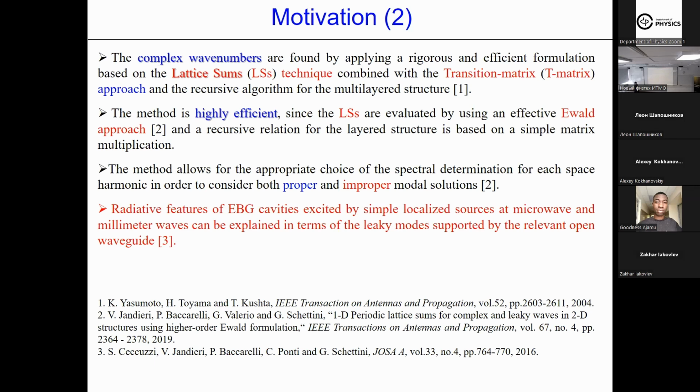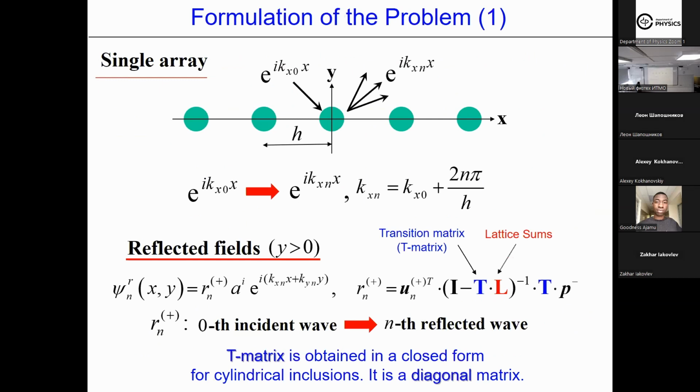This method allows us to give a proper or improper determination for each space harmonic. And the radiative features of the cavities excited by a single source, in microwave and millimeter wave, can be explained in terms of leaky waves. That's why this proper and improper determination, which can be given in this method, plays a crucially important role here. Let me start with the single layer.